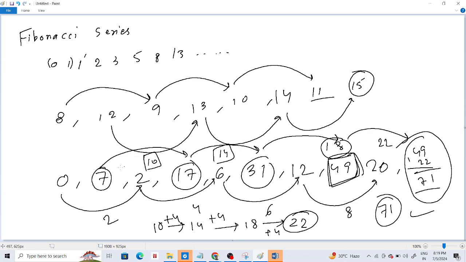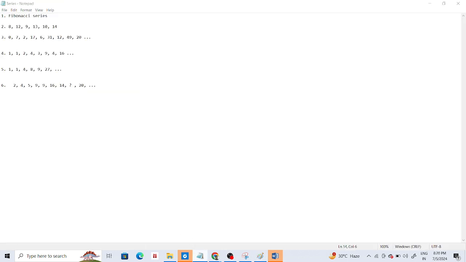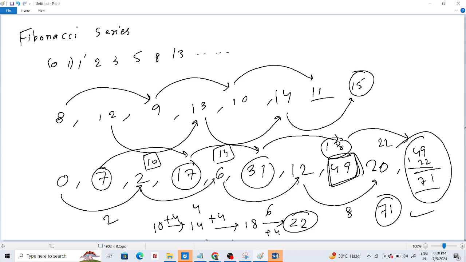So 7 becomes 17, 17 becomes 31, 31 becomes 49. Why? Because if you see, the difference increases: 10, 14, 18, 22, etc. Shridhama, any doubt? Tell me. Yes, sir, I understood. Okay. Ritama, is it okay?